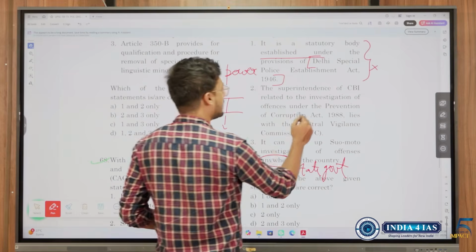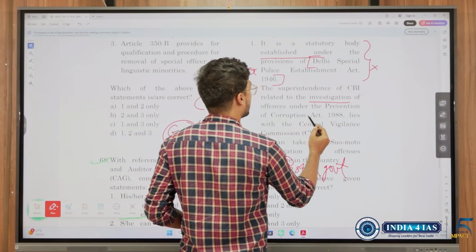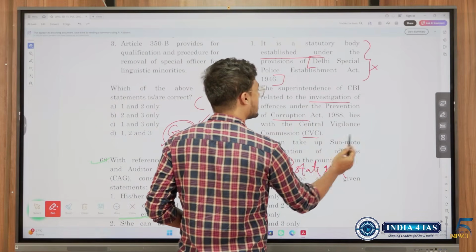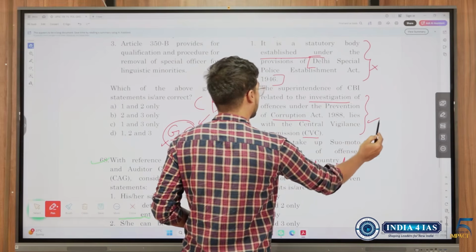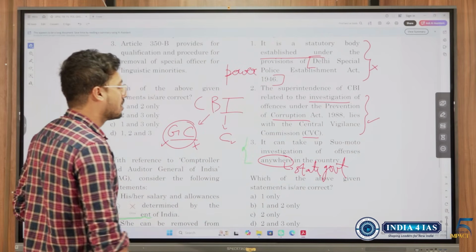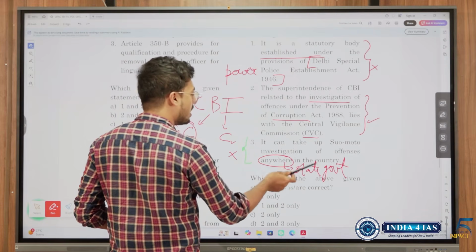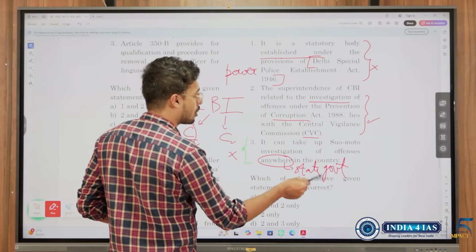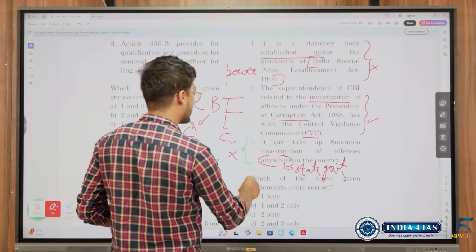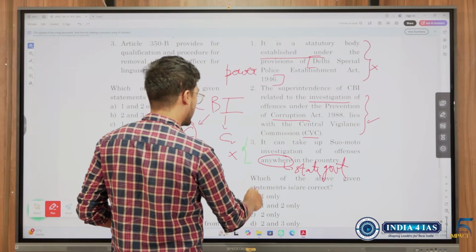So superintendence of CBI related to investigation under corruption is under the CVC. This is also correct. And the earlier statement would be considered wrong because anywhere in the country is only with the state government's approval; without that it is not possible. So the answer is 1, 2 only.